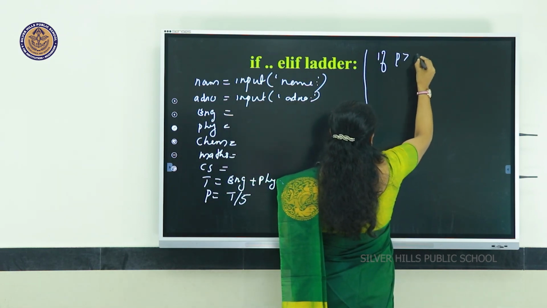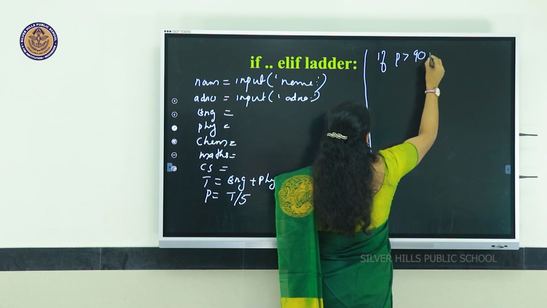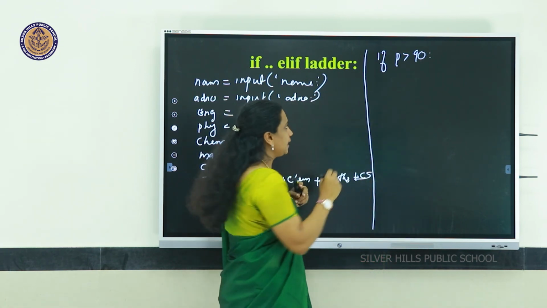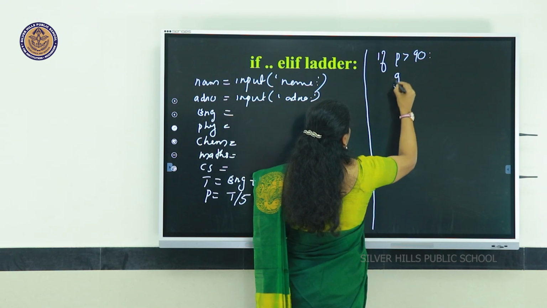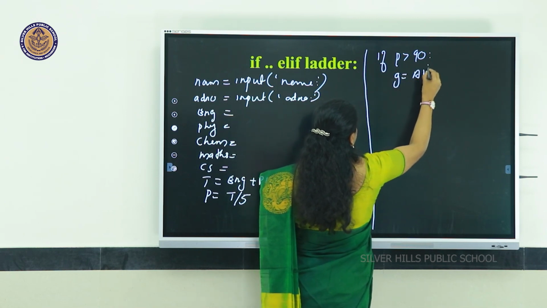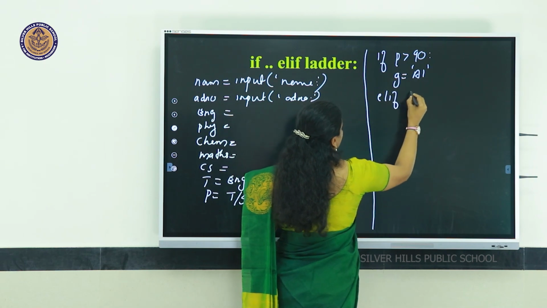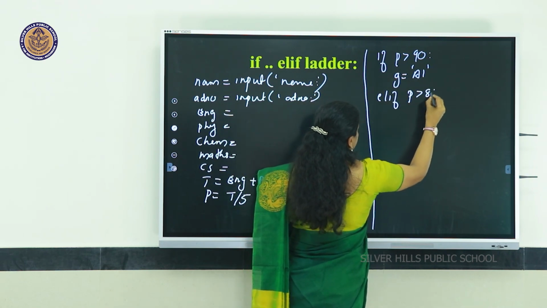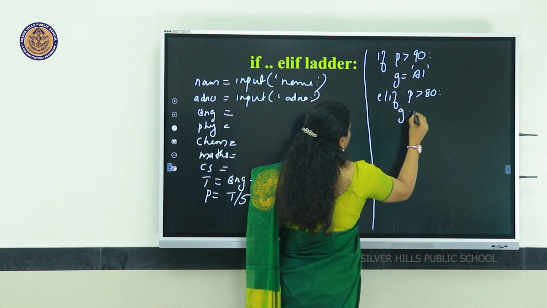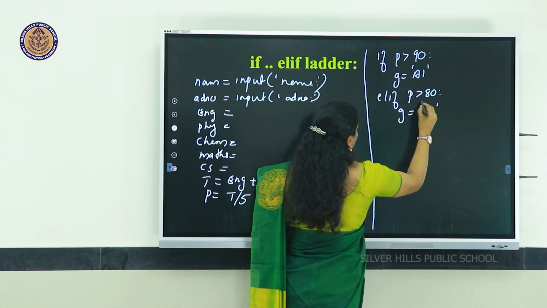If percentage is greater than 90, put a colon, that is the syntax of if statement. Then you can have grade is equal to A1. If it fails, then you can have elif percentage greater than 80. Then you can have grade is equal to A2.